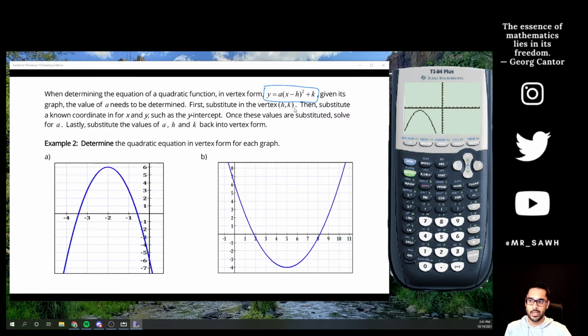Try not to use an x-intercept because, A, it might not line up perfectly, and plugging it into your equation is going to give you 0. So use any other point. The y-intercept is a good one. And then we can solve for that missing value again for A.